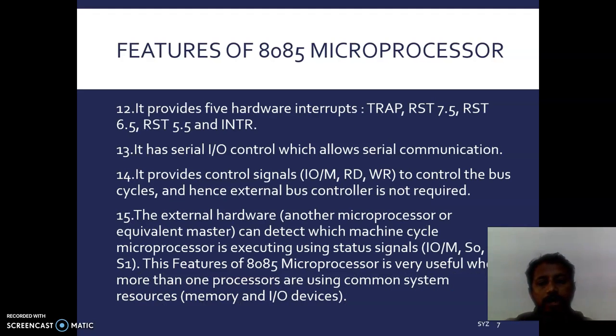8085 has 5 hardware interrupts: TRAP, RST 7.5, RST 6.5, RST 5.5, and INTR. These are the 5 interrupts you have. We'll have a detailed description of most of these topics again. So it supports 5 hardware interrupts, and it has I/O control. Serial communication is also possible.